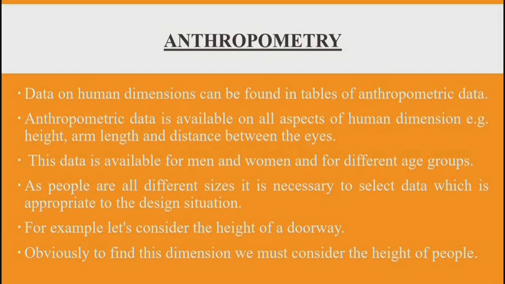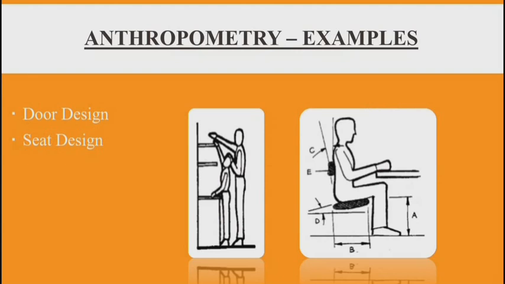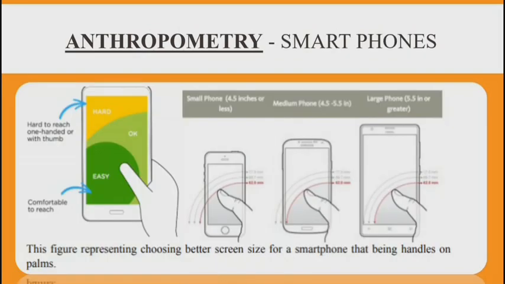So for example, let's consider the height of the doorway. See the figure given here. In this figure, the door designs and also the seat designs are given in the two examples. Now, anthropometry also applies in the case of smartphones, which are different.